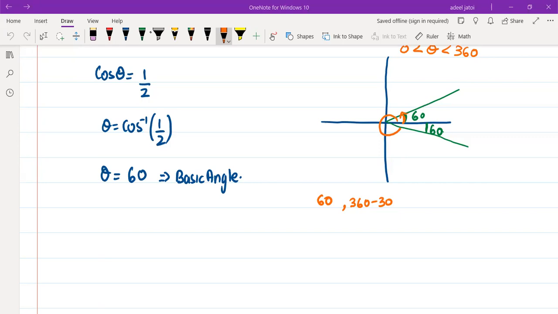So similarly, if I write down an example considering cos, theta is equal to what? 60, which is your basic angle. Now, giving you an example, that is cos theta is equal to negative half.